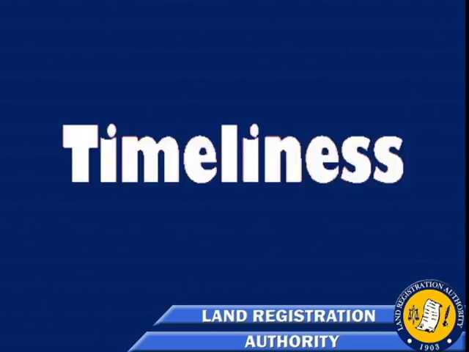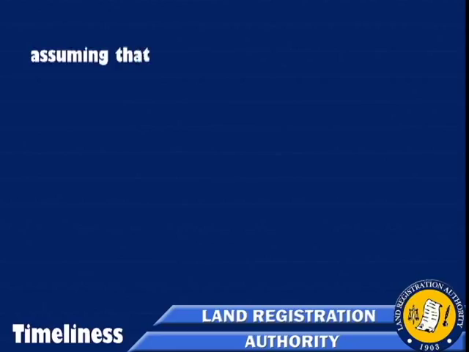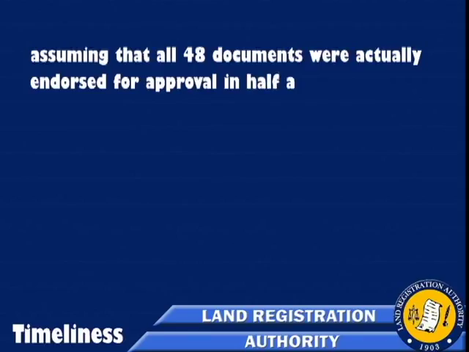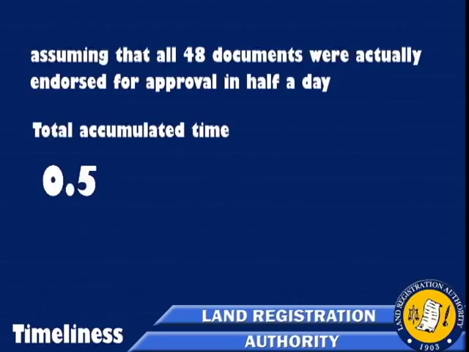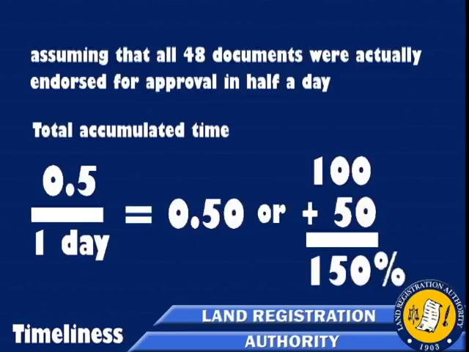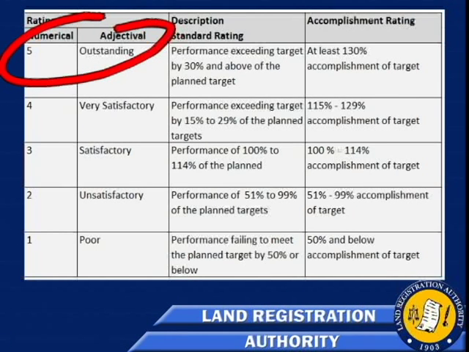Let's look at the timeliness. The target is 1 day. Assuming that all 48 documents were actually endorsed for approval in half a day, the total accumulated time, therefore, is 0.5 divided by 1 day, which is equal to 0.50, or 100 plus 50 is 150%. Therefore, the accomplishment rate is 150%, and its equivalent numerical rating is 5 and adjectival of outstanding.